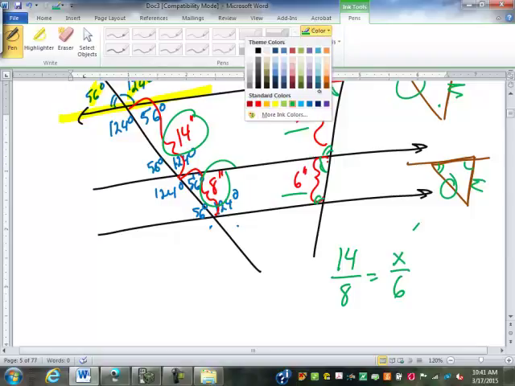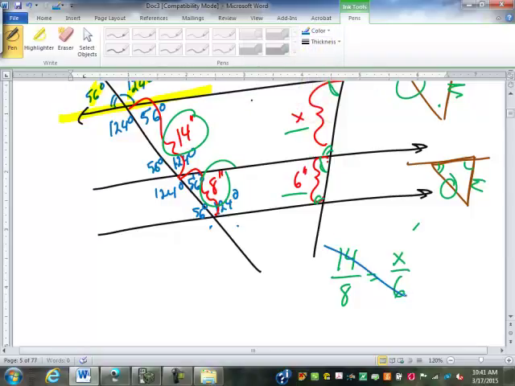So we can cross multiply and divide. 14 times 6 divided by 8 is 10.5. What do you think? Pretty cool? Yes? No? Nobody cares? Sweet? Sure.